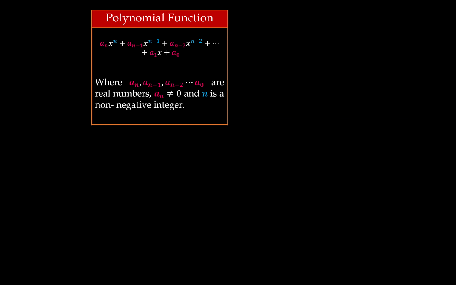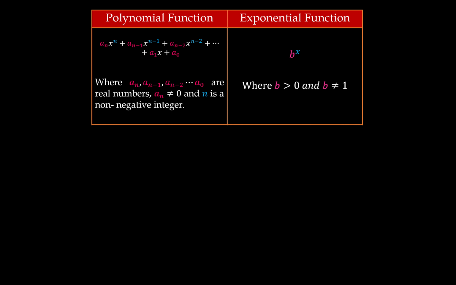Up to this point, we have worked with polynomial functions, where the base contains some variable and the exponent is some integer value. What we're going to do now is look at the opposite, where the base is a number and the exponent contains a variable. We call such functions exponential functions.